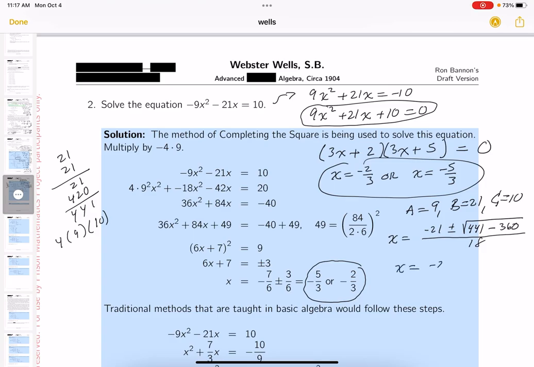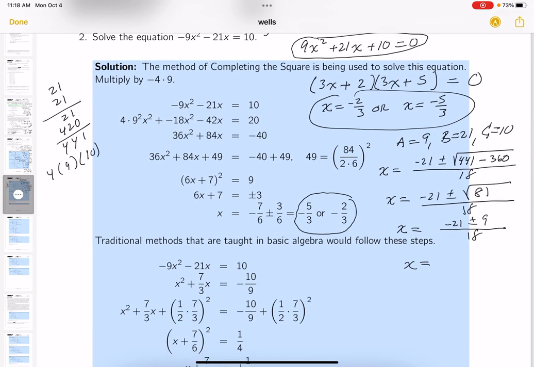X equals minus 21, plus or minus. Let's see, that's going to give me 81, right? Over 18. You can see how much work this is compared to the factoring. Minus 21, plus or minus 9, over 18. Let's keep moving. And what do you get there? Minus 21 plus 9 is minus 12 eighteenths, or minus 21 minus 9 is minus 30 eighteenths. It pays to reduce things. I can say it's minus 2 thirds, or minus 5 thirds.